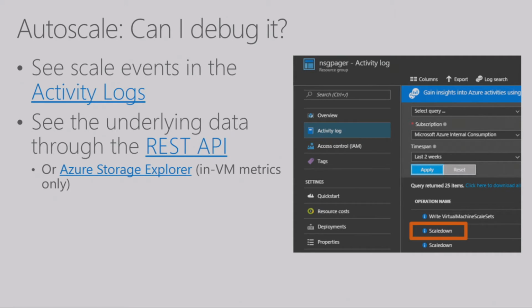So as Guy showed before, there's these activity logs where you can see this. And the events for scaling, there's one highlighted over there. You can see a scale down event. That's actually a bit of a misnomer. It's really a scale in event. It's changing the number of VMs, not changing the VM size.